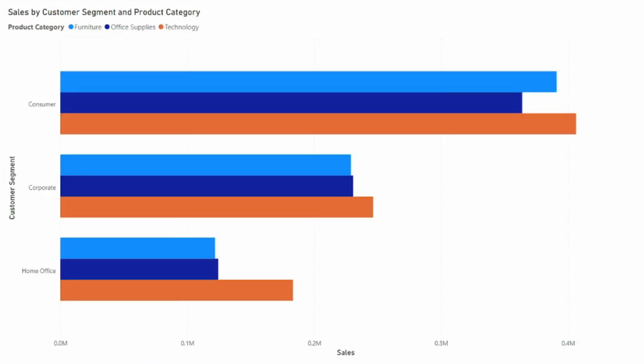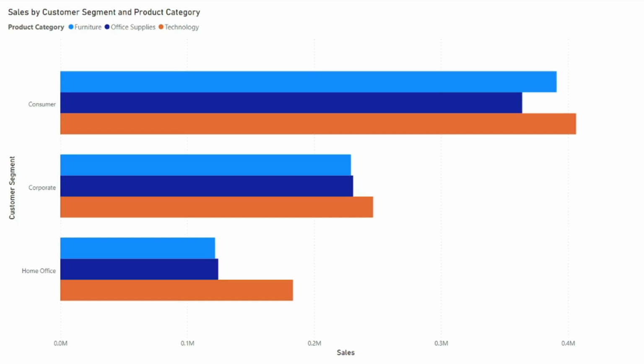Here, we examined sales by customer segment and product category. We can see that most sales are from the consumer segment, while sales are lowest for shoppers in the home office segment. Sales are generally highest for tech products across all three customer segments, but sales of furniture and office supplies are not significantly lower across all three segments.